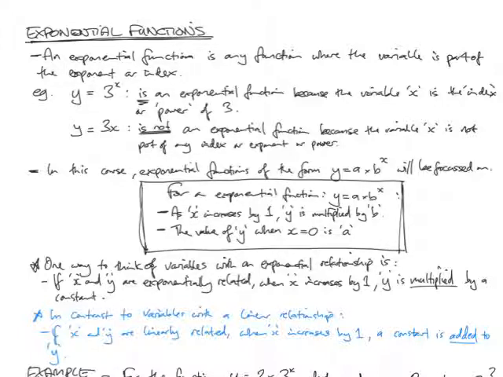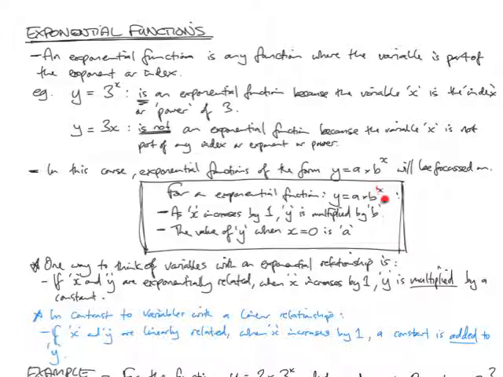So in this course, what we're going to be doing is exponential functions with the form y is equal to a times by b to the power of x. So for an exponential function of y is equal to a times by b to the power of x, as the x power increases by 1, y is multiplied by whatever b is. And the value of y when x is equal to 0 is going to be a.